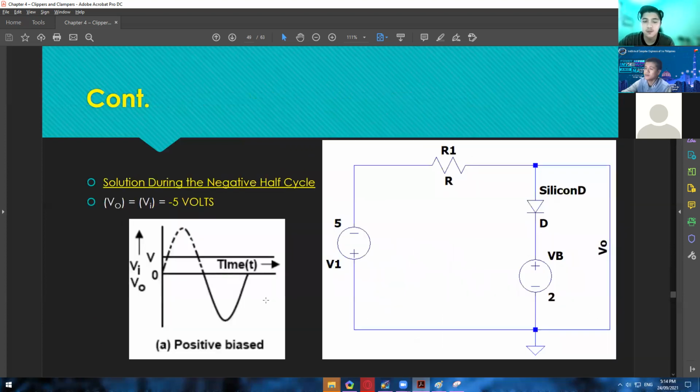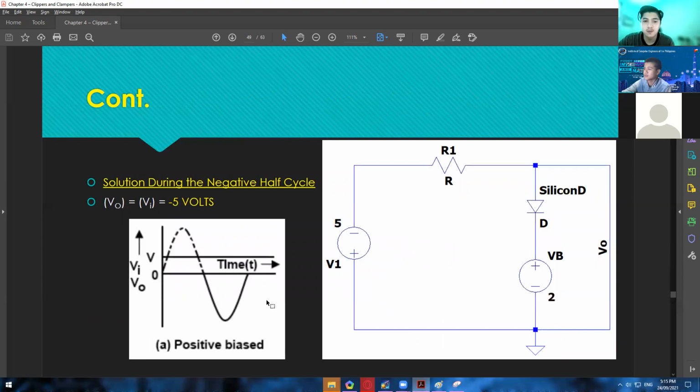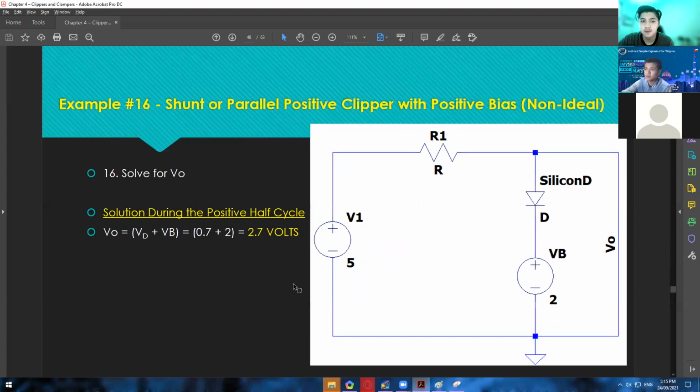So where are we now? Example 17, 16. Okay. So any question regarding example number 16?